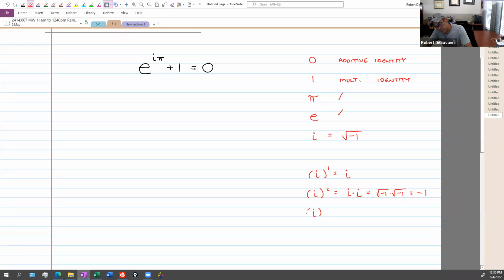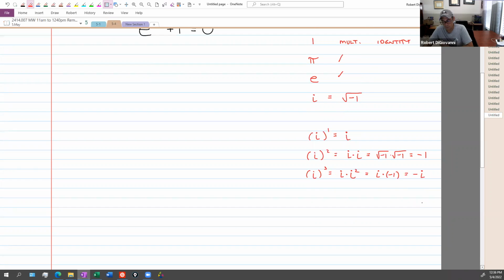i cubed is basically i times i squared, right? That's true. i cubed would be i times i squared, and i squared is -1, so this just turns out to be -i. And then if I do i to the 4th power, you could look at that as being i squared times i squared. That's -1 times -1, which is 1.